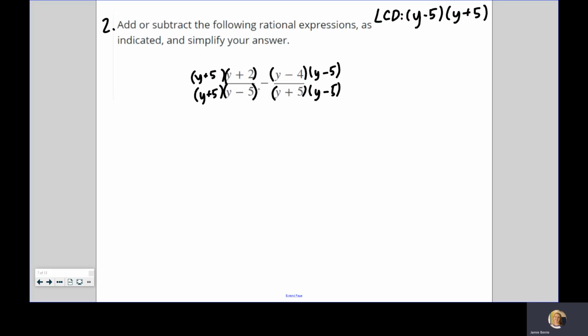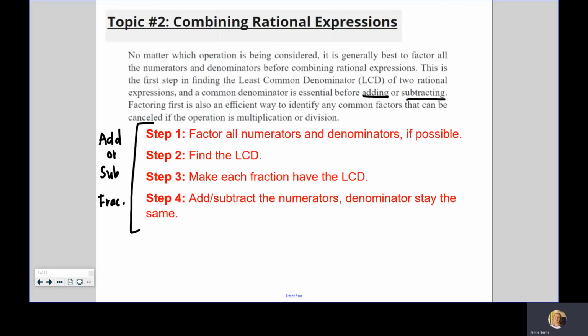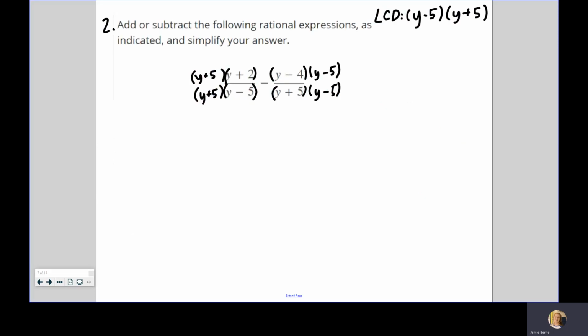All right, so remember the next step. It said once each fraction has the LCD, just add or subtract the numerators. Denominators stay the same. All right, so let's write this out. So we have y plus 5 times y plus 2 minus y minus 4 times y minus 5.